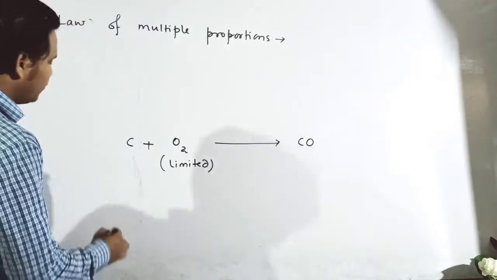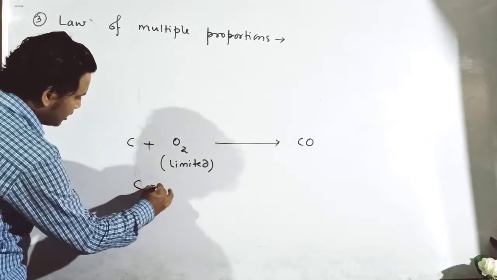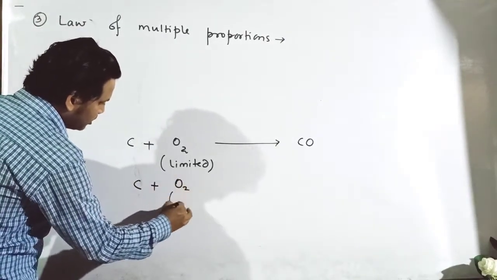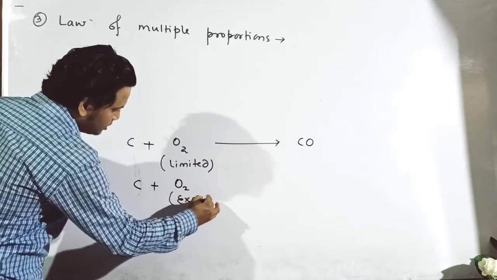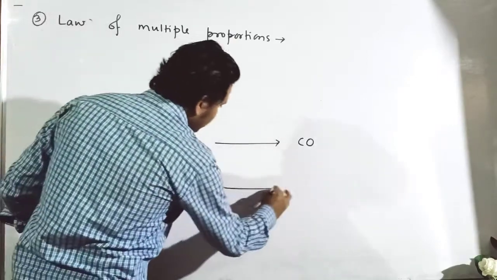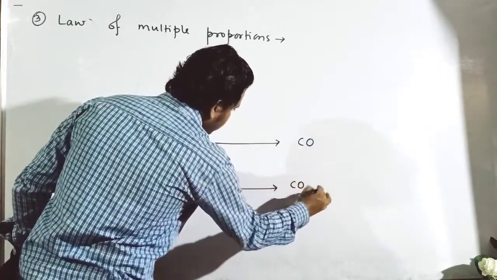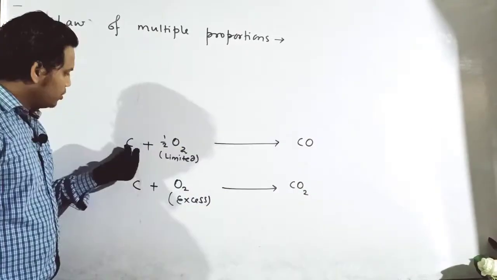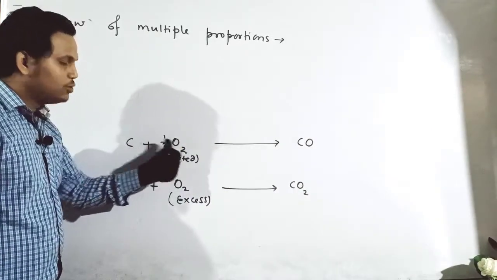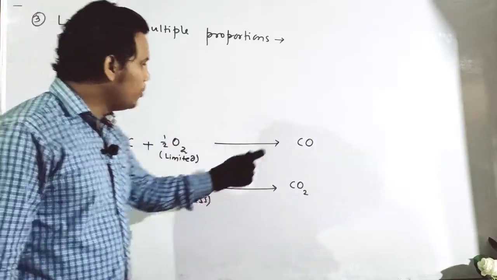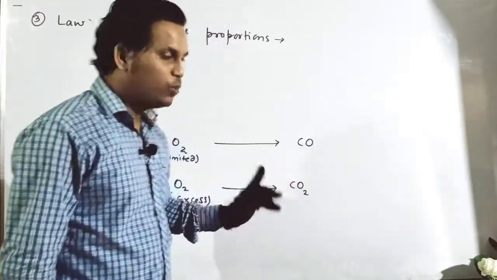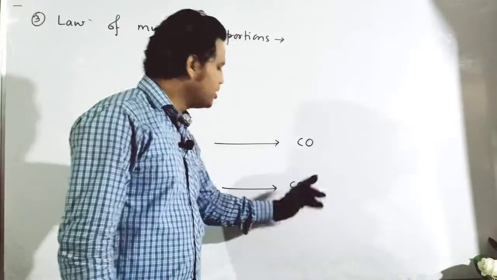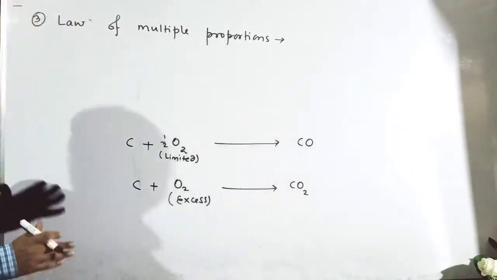If you take carbon and burn it in oxygen in excess quantity, what will be the product? Carbon dioxide. Now you can balance it. Now, see, carbon and oxygen can combine to form more than one compound. One is carbon monoxide, the other is carbon dioxide.